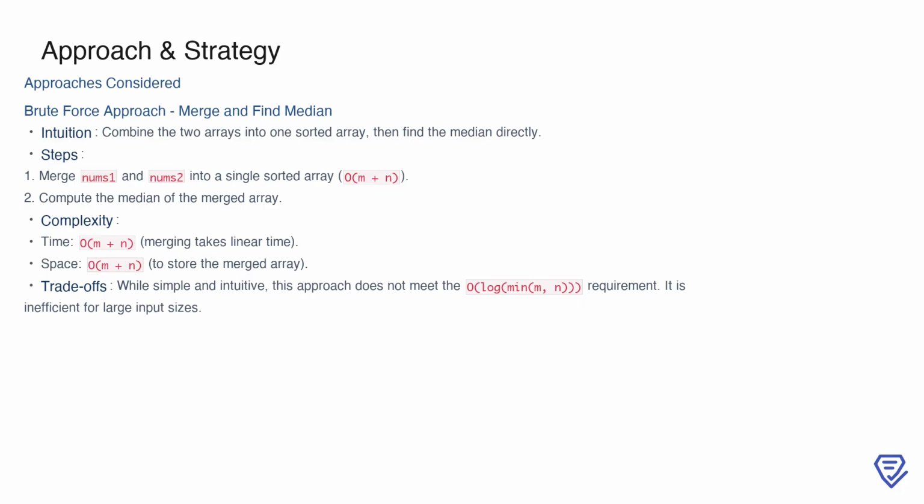While this method is intuitive and easy to implement, it has clear trade-offs. The time complexity of O(m + n) may be acceptable for smaller input sizes, but it becomes inefficient for large datasets. Additionally, the space complexity of O(m + n) adds overhead, as we need extra memory to store the merged array. Most importantly, this approach does not meet the problem's requirement of O(log(min(m, n))) time complexity, making it unsuitable for this problem's constraints.